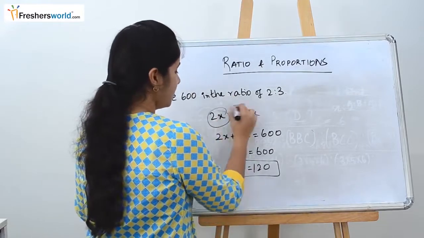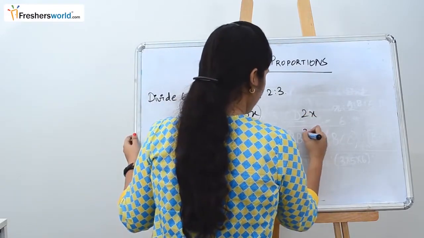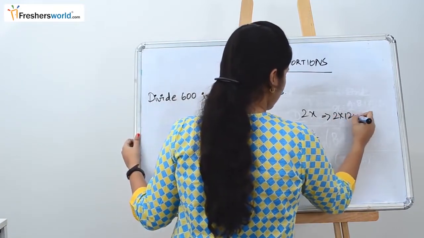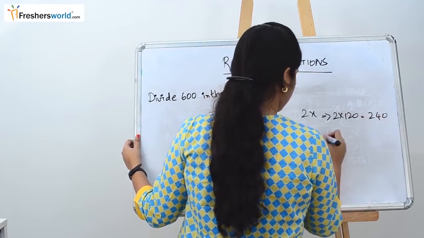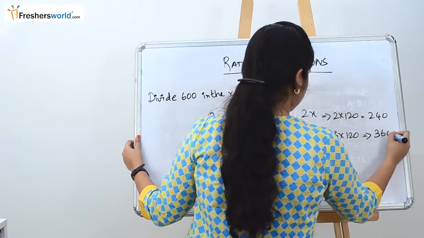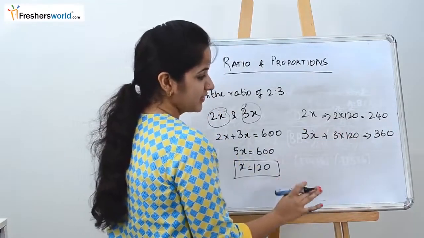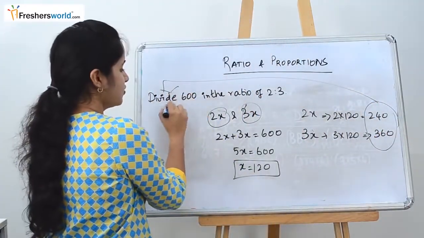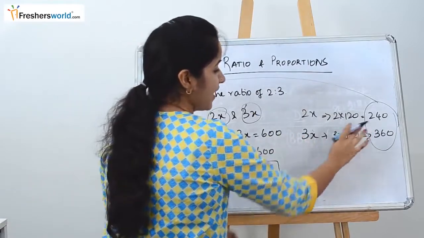So how are we going to divide it? We have 2x and 3x. Since x is 120, 2 into 120 is 240, and 3 into 120 is nothing but 360. How do we know whether this answer is right? If you add these two, you should get the value 600. Once you get 600, it means you have divided it correctly.